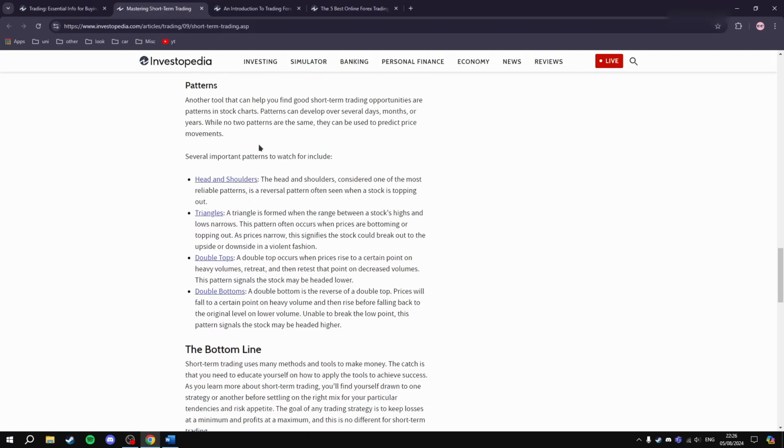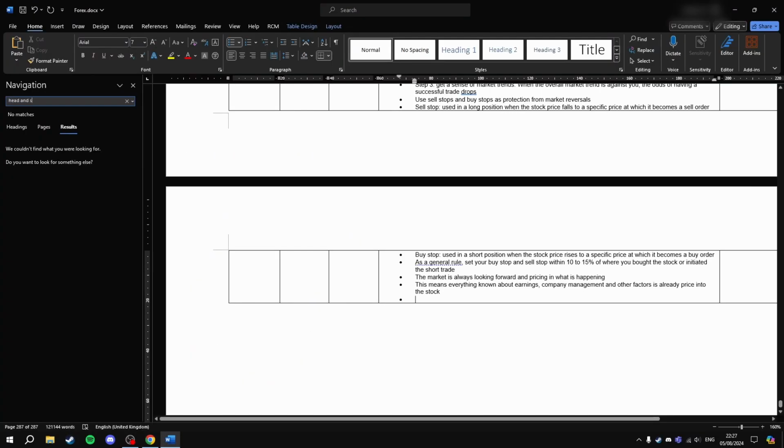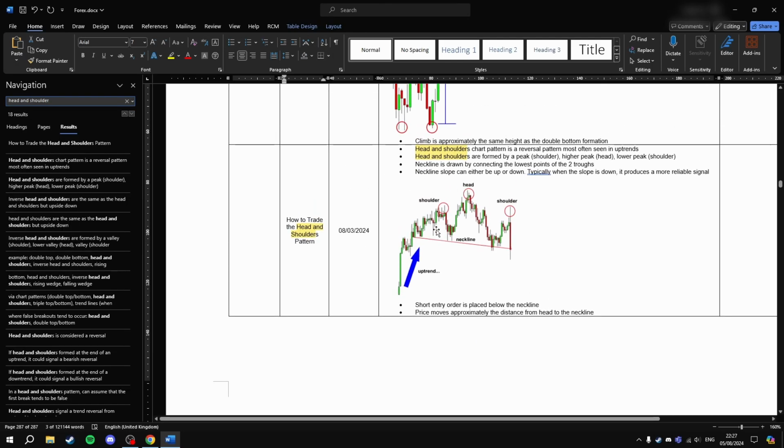Patterns. Another tool that can help you find good short-term trading opportunities is patterns in stock charts. Patterns can develop over several days, months, or years. While no two patterns are the same, they can be used to predict price movements. Several important patterns to watch for include head and shoulders. The head and shoulders, considered one of the most reliable patterns, is a reversal pattern often seen when a stock is topping out. Head and shoulders, I know we've gone through this before. So, yep. Shoulder, head, shoulder.